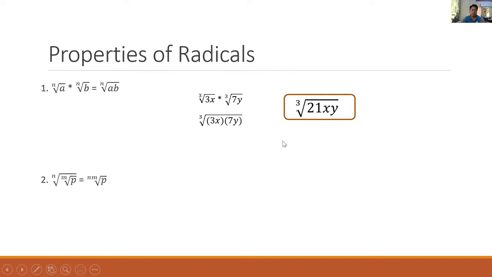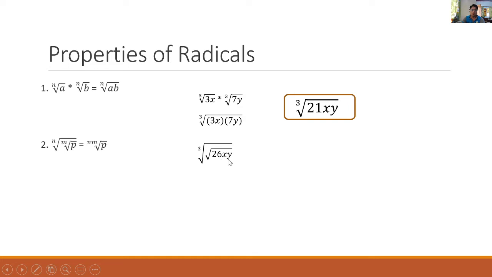Ano po? We have here now the second one. If you notice, we have here now 2 radical, the nth root of the mth root of p. So just like what we have done in fraction, all we have to do now is to multiply the indices. So this is equal to the product of n and m, that is the root of p. So let's say for example, the cube root of the square root of 26xy.